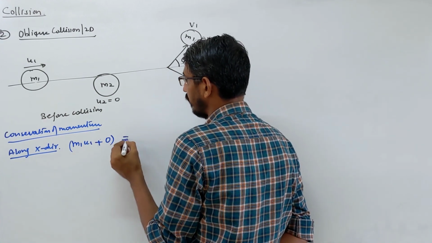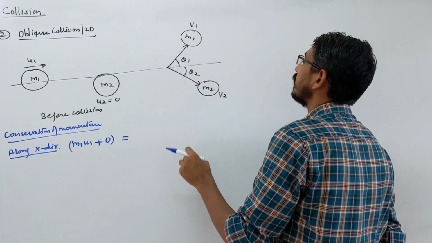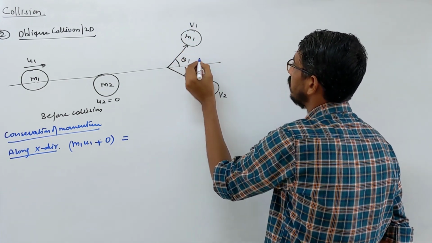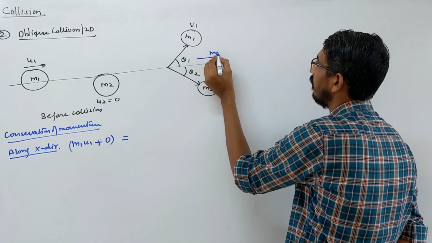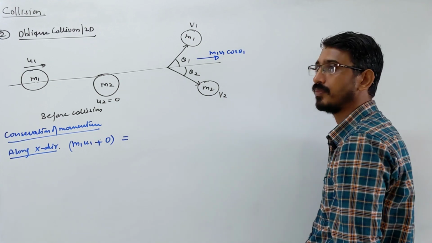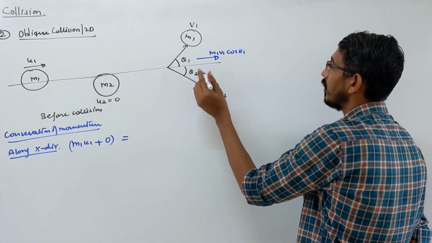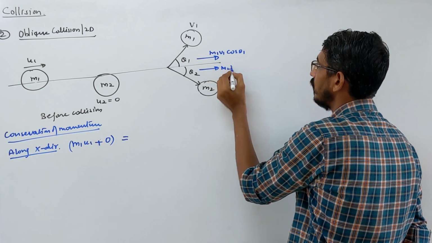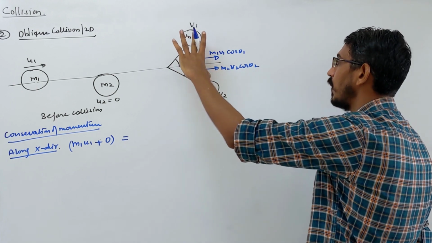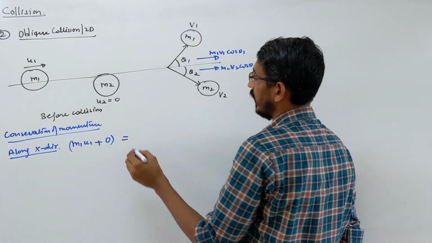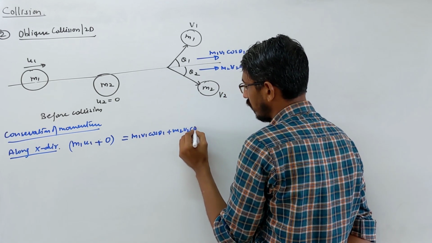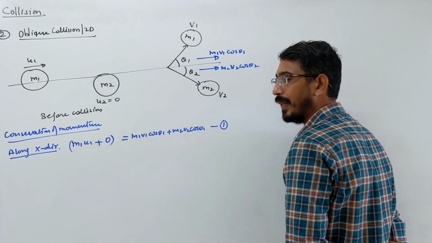What is the final momentum along the x direction? They are moving at some angle, so you have to take the components along the x direction. The component of that ball along this direction becomes m1 v1 cos theta 1, and the component of this ball along that direction becomes m2 v2 cos theta 2. These are the components of the momentum of the two balls in the x direction. So you write m1 v1 cos theta 1 plus m2 v2 cos theta 2. That's your equation number 1.